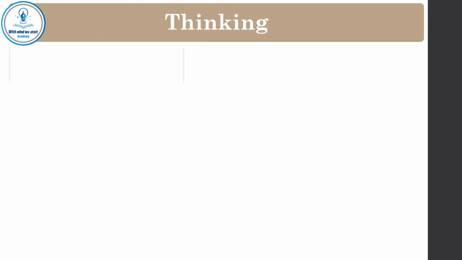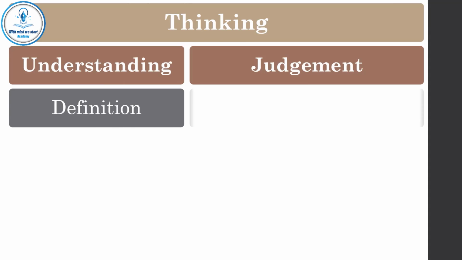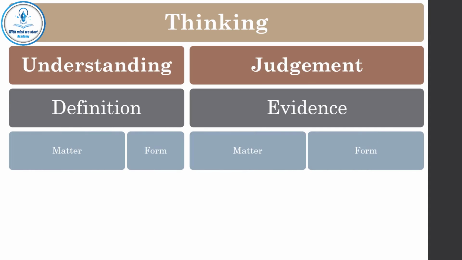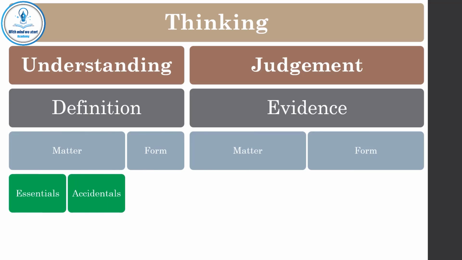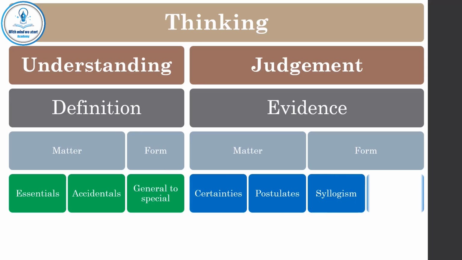So we now know that thinking is divided into understanding and judgment. Understanding needs definition, judgment needs evidence. Both of them are made of matter and form. The matter of evidence may be essentials or accidentals. The form is to start by general concepts and to move towards the special ones. The matter of evidence may be certainties or postulates, and we are going to study more matter of evidence in the next episodes. The form of an evidence may be syllogism, induction, or analogy.